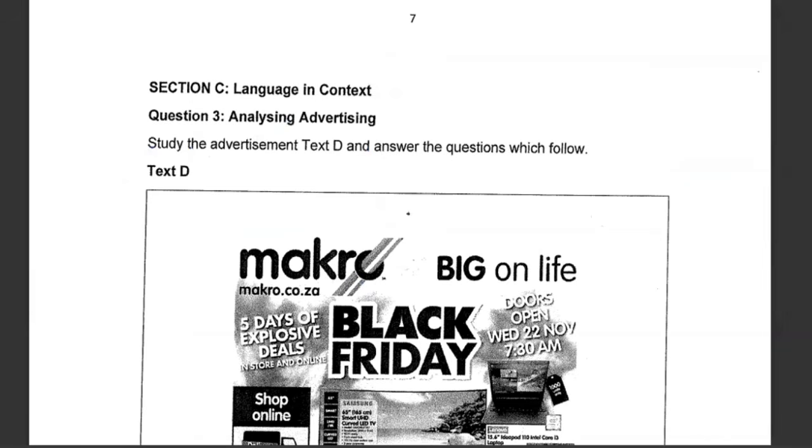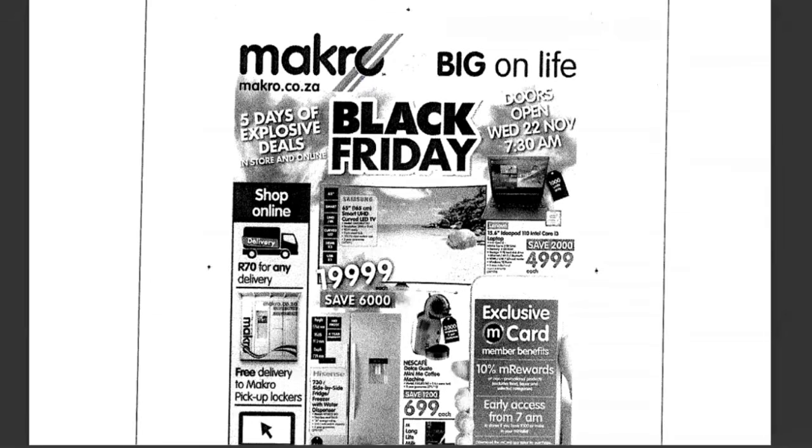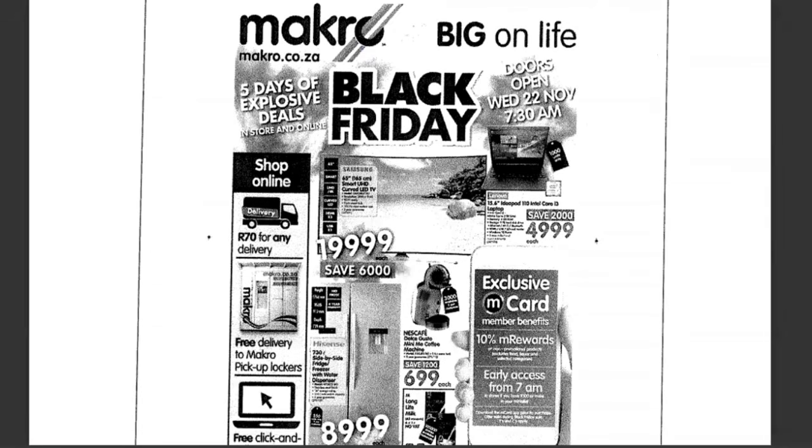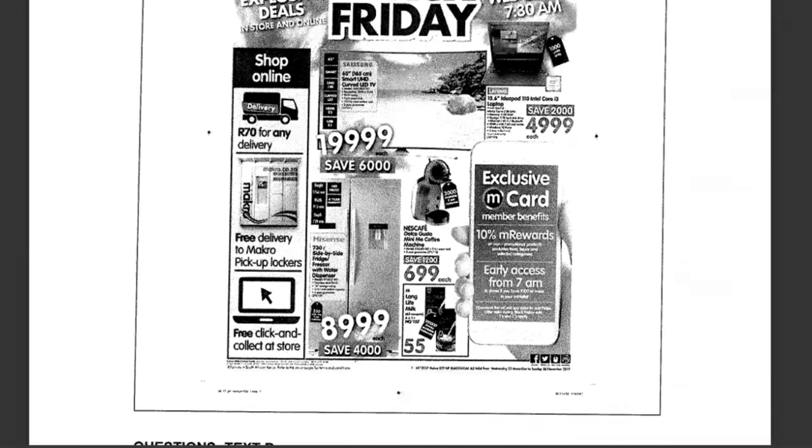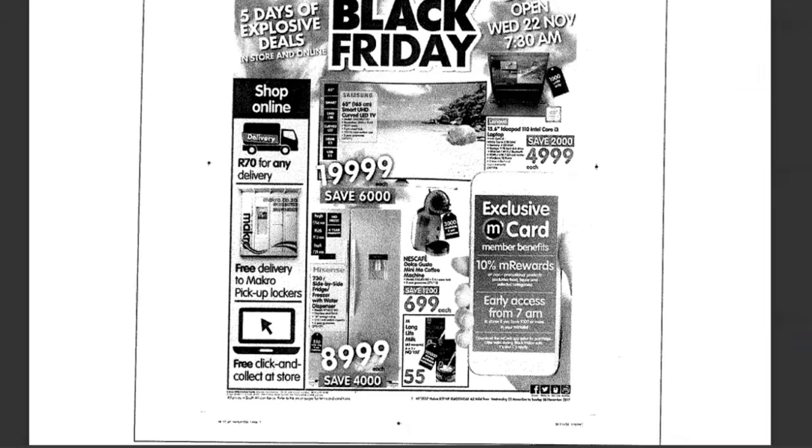Right, section C, I believe, is coming in, and it's an advertisement. All right, Macro, Big on Life, it says. Black Friday, 5 days of explosive deals. Doors open Wednesday, 22 November. My apologies. And I believe there are several items that they listed there as part of the Black Friday deals. And that's what we are seeing. All right. I'm seeing a fridge, a TV, a laptop, and all those things.